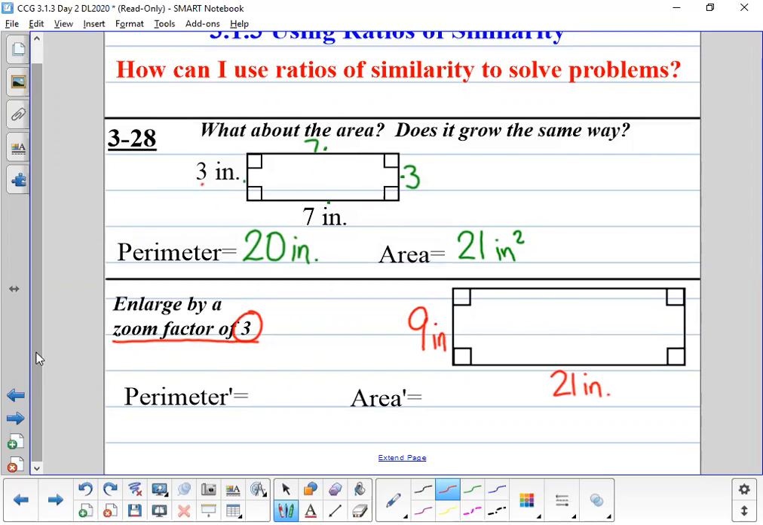Okay, so now notice I'm using my prime notation here for the perimeter and the area because I transformed it. So I want to use prime notation to show that a transformation took place. My perimeter of my new shape is going to be 9 plus 21, which is 30, plus another 30 for the other 2 sides, which is 60 inches. And my area for my new shape would be base times height, which is 9 times 21, and that ends up being 189 square inches.